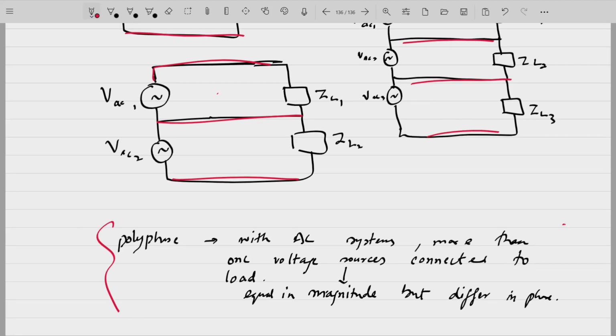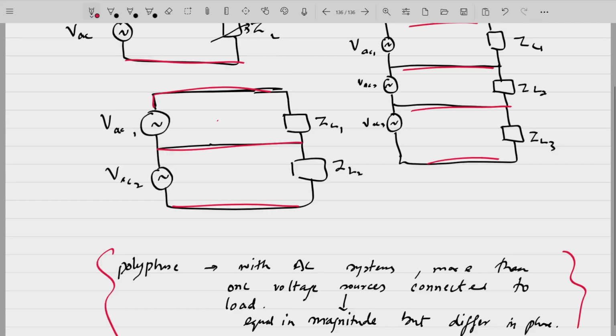So in general, a polyphase system will be having more than one voltage source. These voltage sources will be equal in magnitude but will differ in phase from each other. And the purpose of having a polyphase system or number of phases is to deliver more amount of power much more economically as compared to a single-phase system.